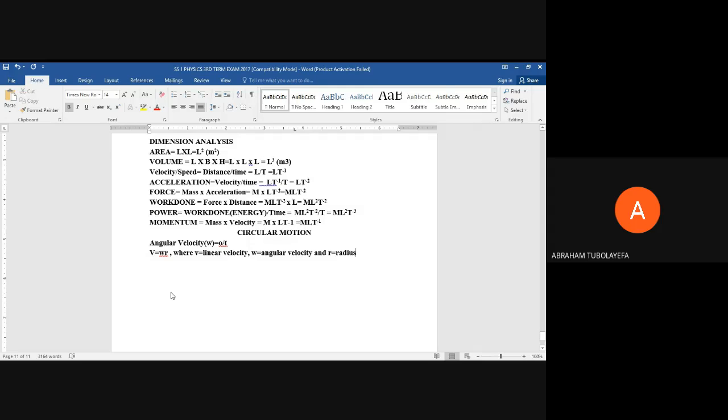So if you are told to calculate the angular velocity and you are given the radius, that's the formula to use.